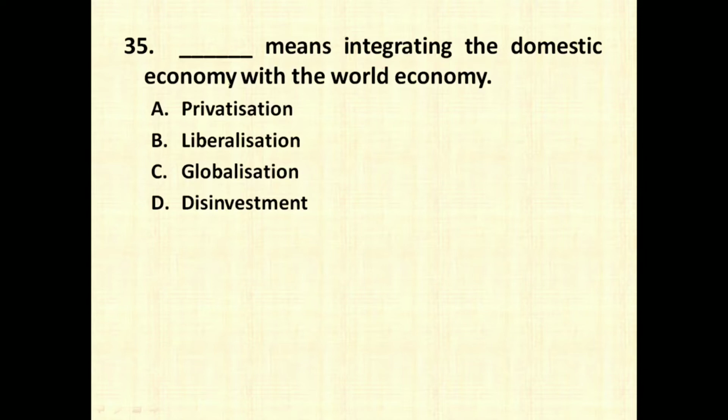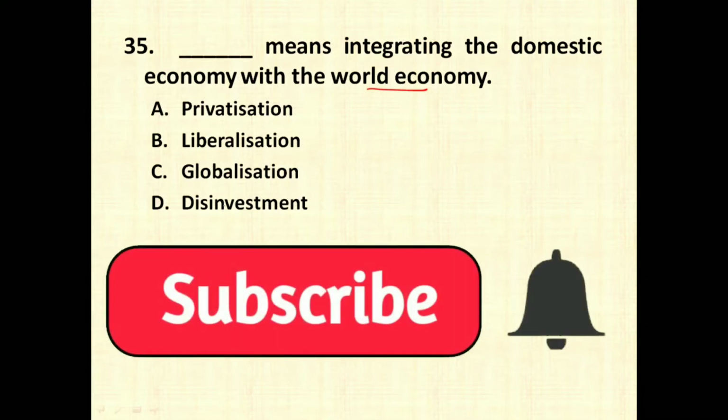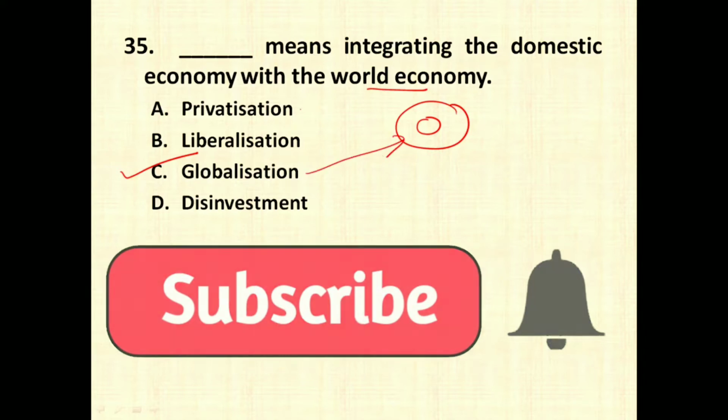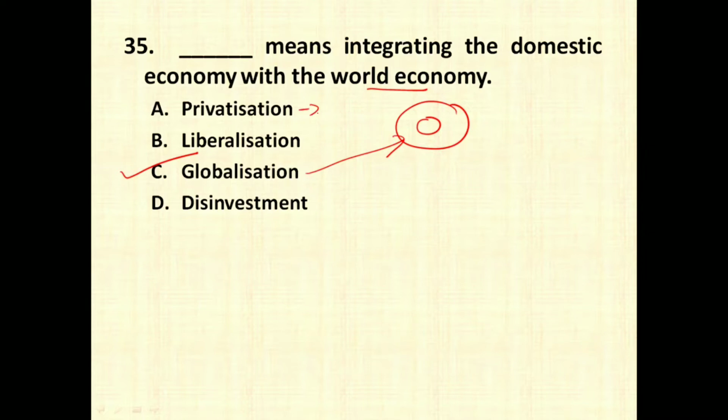Dash means integrating the domestic economy with the world economy: privatization, liberalization, globalization, disinvestment. So the correct answer is option C, globalization. Whenever you integrate a country's economy with the world economy, it is called globalization. Privatization is whenever you sell off some important industry to private people, or allow private people to enter industries which were owned by the government. Liberalization is reducing the restrictions or bringing down the rules and regulations so that more companies start business.